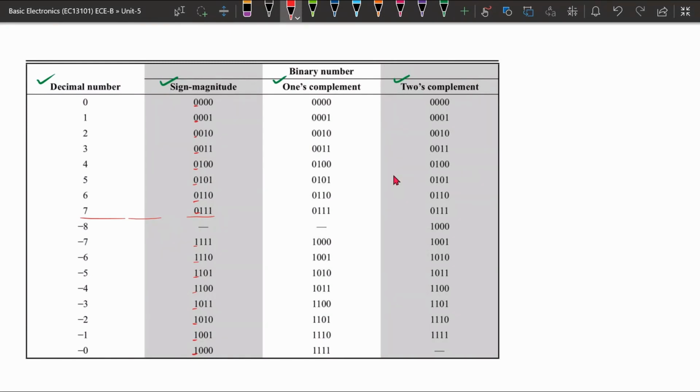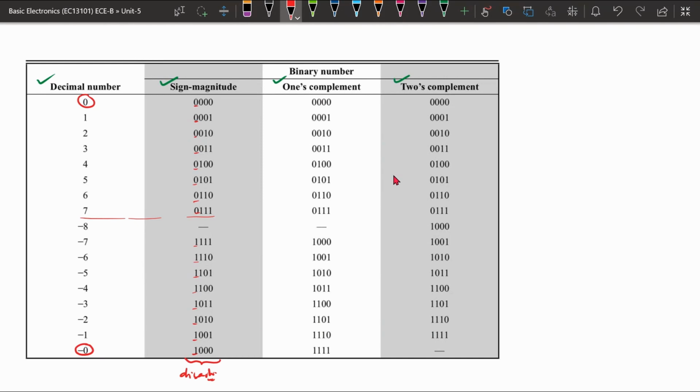Now for 0, you can see 0 can be represented by 0 0 0 0, and minus 0 is represented by 1 0 0 0. So a 0 has been represented with 2 different signs. This is the disadvantage of sign magnitude representation. It can have 2 different representations of 0, so it is not a good technique to represent numbers in negative form.